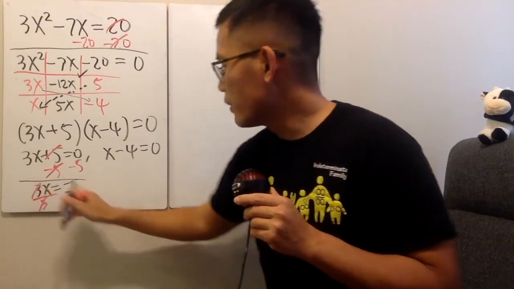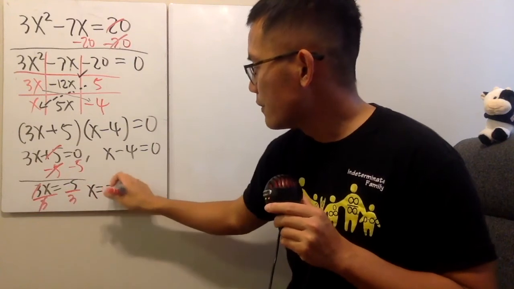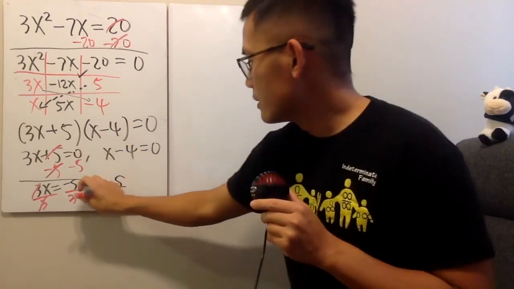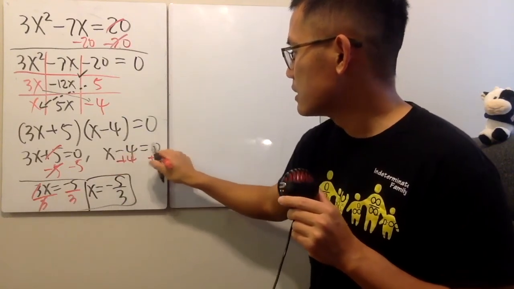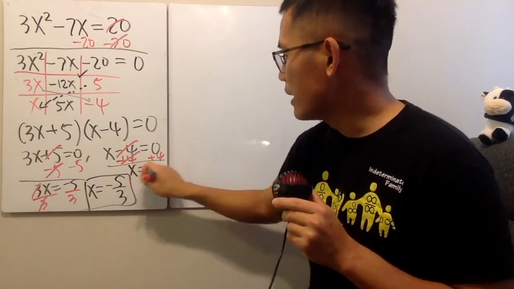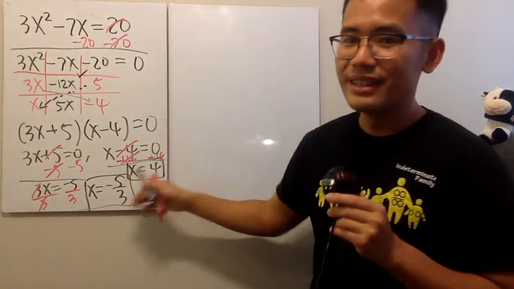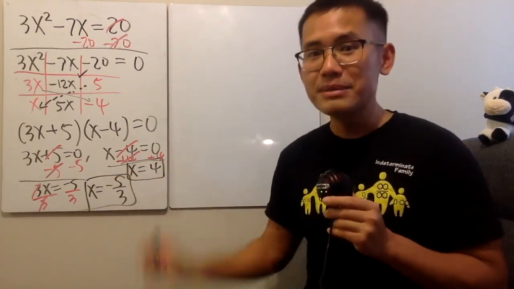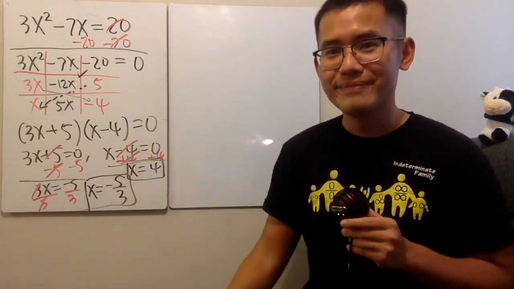So the first answer is x is equal to negative 5 over 3. And then for this one, actually let me box this first. For this one, we just have to add a 4 on both sides. So they cancel, and then we get x by itself, and that's equal to 4, like that. So 2 answers. The first one, negative 5 over 3, and the other one is just 4. So sometimes factoring still works, even though the numbers don't look so friendly. Okay? That's it.